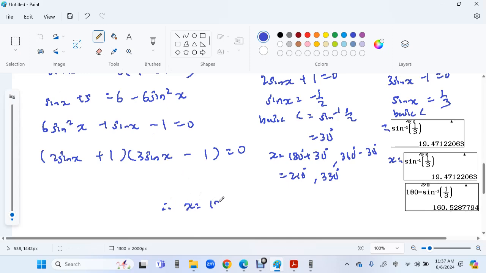So x will be 19.47, 160.5. This one not 47, this is 5 degree. Okay, and then we will have the 210 and 330 degree.